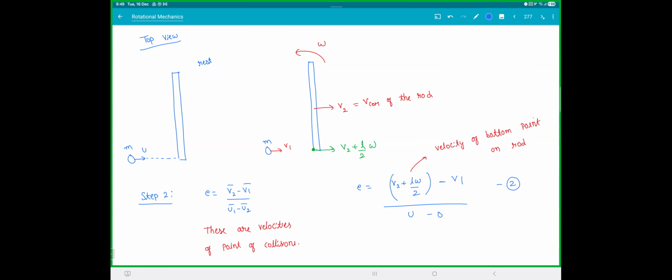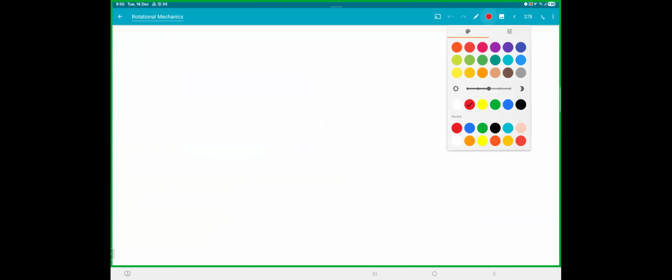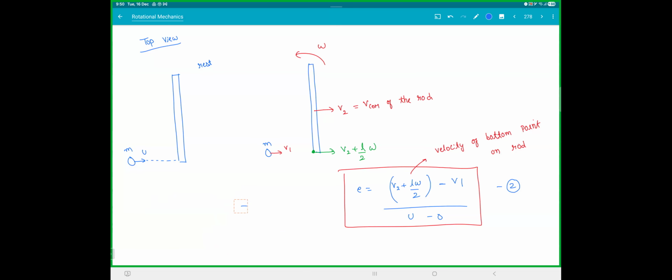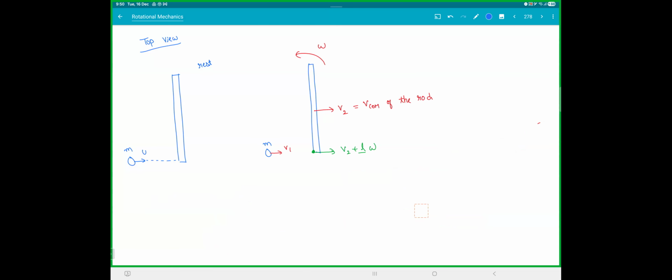Is that clear, everyone? So your V2 minus V1 is not velocity of center of masses. It is a point of collision. This is your step 2. Step 3. You can't conserve energy here because E is not equal to 1. I said E, so there could be an energy loss.